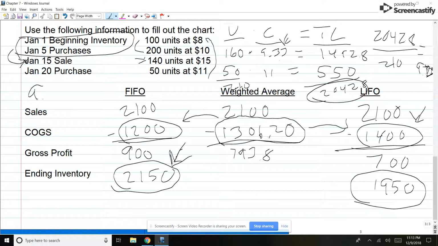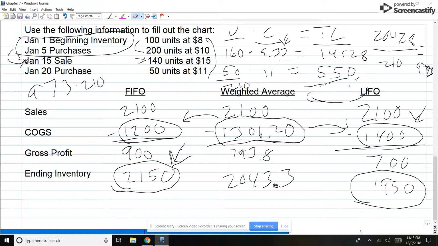I'm going to put it over here, and we get 2043.3. There we go. That's better. So yeah, that's how you do weighted average.